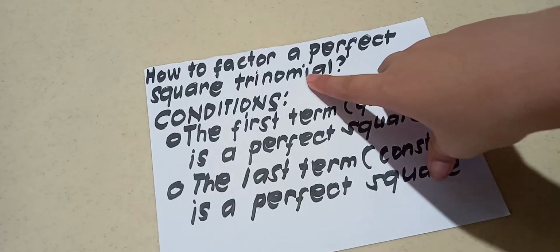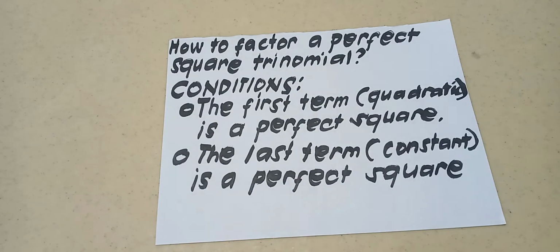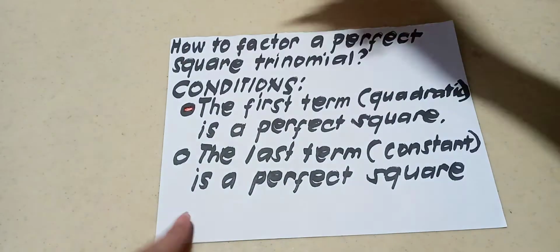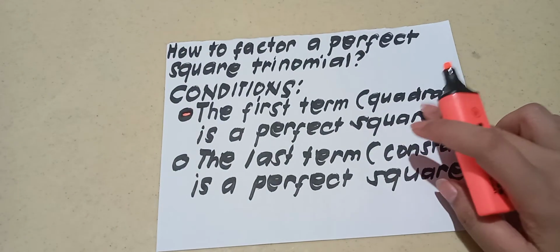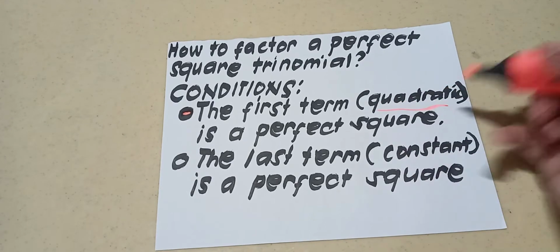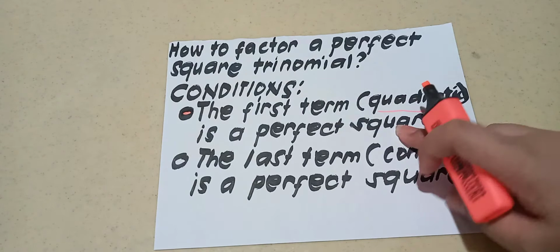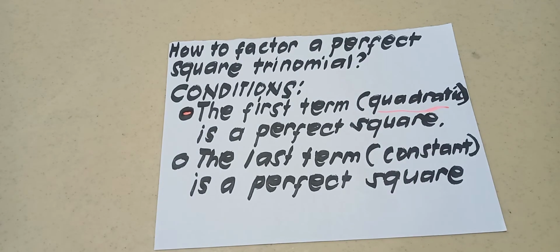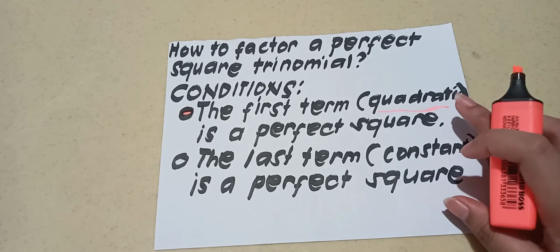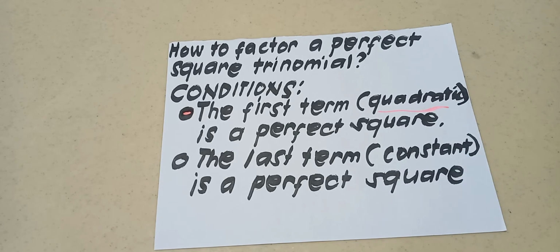So how are we going to consider if an expression is an example of a perfect square trinomial? Here are the conditions. The first condition: the first term, or the quadratic term, the exponent is 2, and it is a perfect square. How are we going to determine if it is a perfect square? Remember, I let you memorize the perfect square numbers. You can determine if it is a perfect square if you memorize those perfect square numbers.